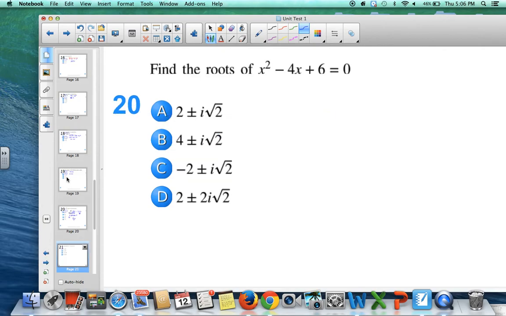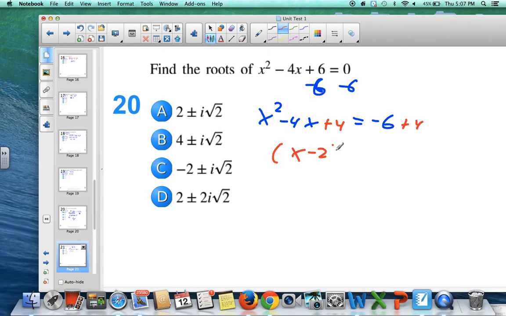Okay, this one, find the roots of this. So they want you to go through the steps of the square rooting. So I'm going to add 6 to both sides. And that's going to be x squared minus 4x equals negative 6. And then what number would go here is going to be half of negative 4 squared. So that's negative 2 squared, which is plus 4. And this side is plus 4. So now I have (x minus 2) squared equals negative 2. Negative 6 plus 4 is negative 2.